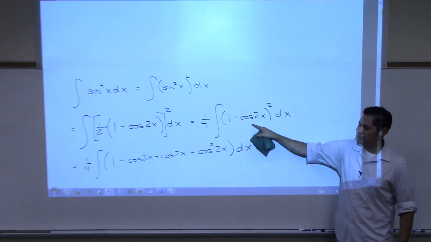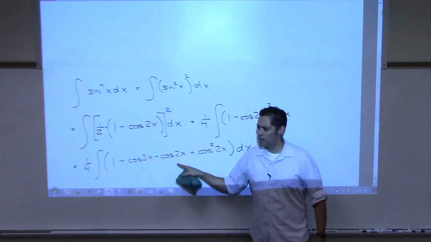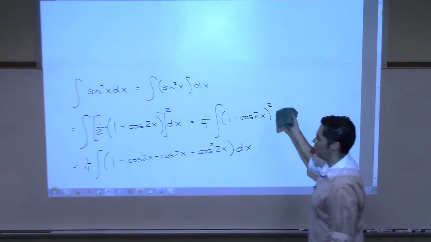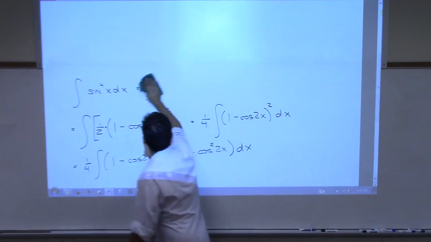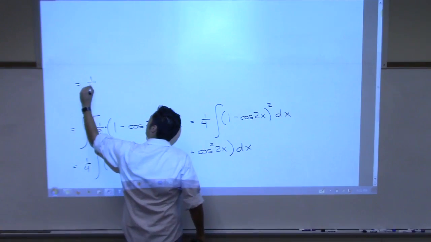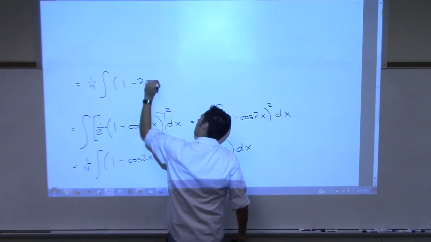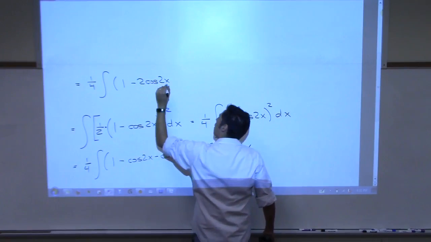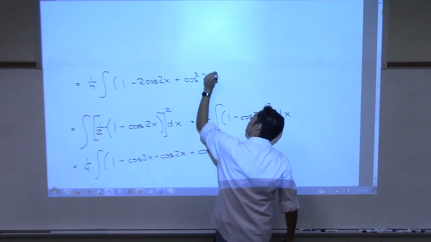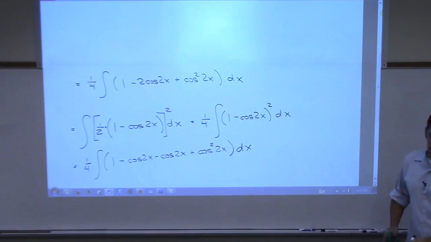Yeah? Now those middle terms we can collect, can't we? Those two we can put together. So I'll do one more step, I'll collect them, and then we'll just take a look at what we've got there. Plus cosine squared 2x dx. Looking good, looking good.